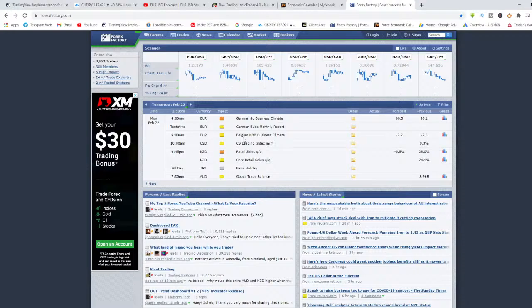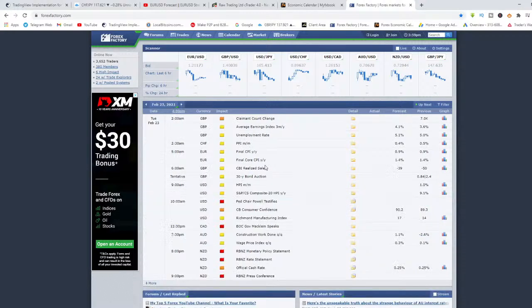Let me just give you some examples. Official cash rate. You see this one now, this official cash rate, it might move the market, despite the fact that this is a medium impact, but it will move the market. This one as well, the rate statement, it will also move the market. And also PPI, it will also move the market. Unemployment rate, it will also move the market. And this one is for GBP anyway, it will also move the market.